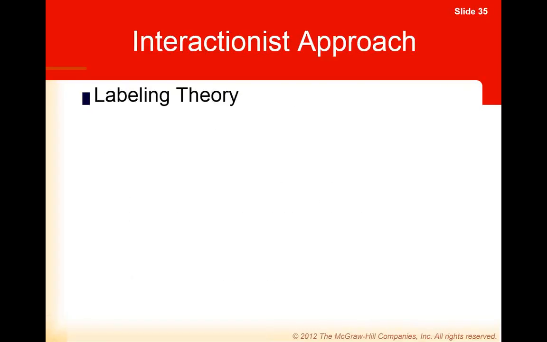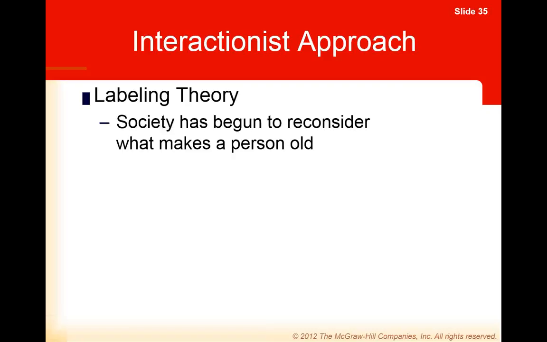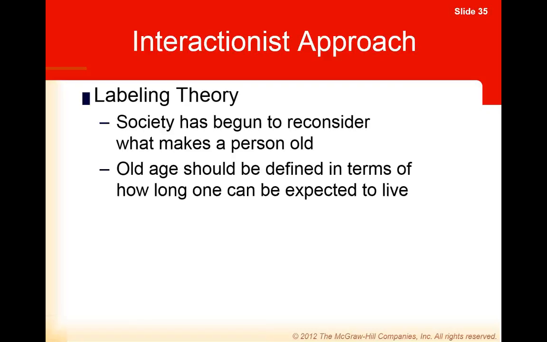So, labeling theory, which of course is a theory that we've seen when we looked at crime and deviance. It's this idea of it's not so much how old you are, it's how old society labels you. It's how society reacts to you. So society determines what old is. So it's more about how society labels you and what that means for you as an individual.